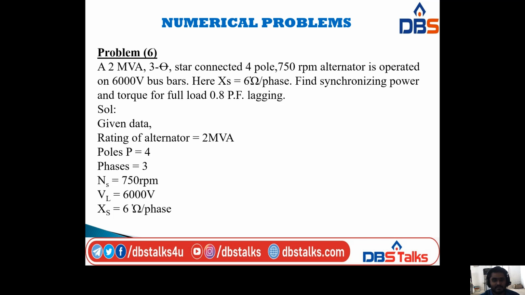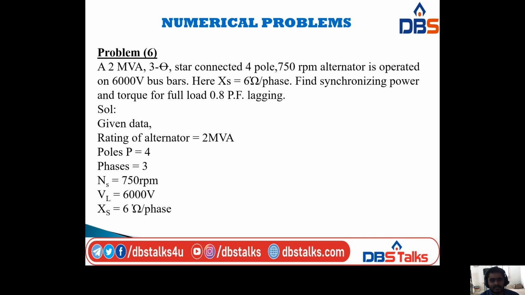And next, coming to the sixth problem, that is a 2 MVA 3-phase star connected 4-pole 750 RPM alternator operated on 6000 volts per bus bar. Here Xs, that is the synchronous reactance, is equal to 6 ohms per phase, and find the synchronizing power and torque at full load 0.8 power factor lagging.